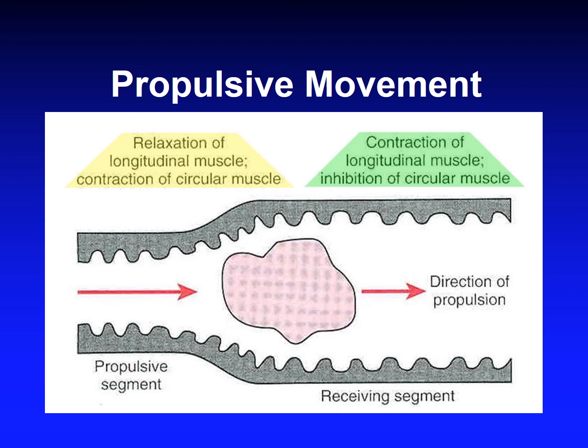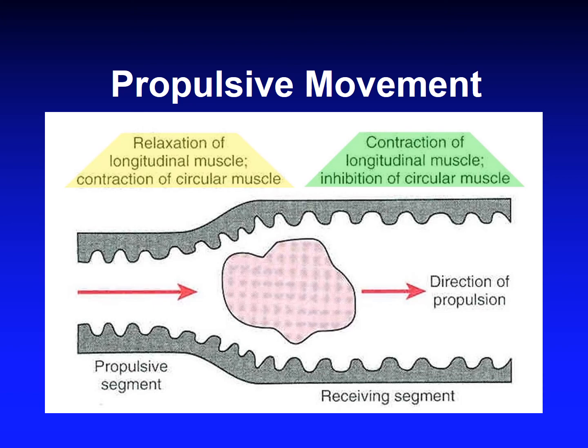That's in the propulsive segment. Now, the receiving segment must have the opposite action, so it can accommodate the bolus of food that's coming from the propulsive segment. So what's going to happen is that the longitudinal muscle will contract, but the circular muscle will relax in order for it to accommodate the bolus of food coming from the propulsive segment.